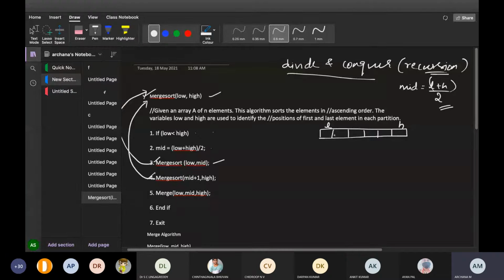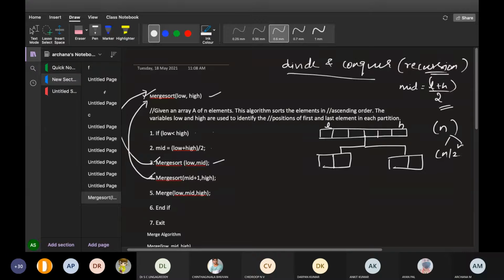Now what happens? We find the middle element and divide the array into two parts. For example, if this is n, it is divided into n by 2 and n by 2. Now again we apply the middle concept, mid equals low plus high divided by 2. Again we do this, split it into two halves, and again split it. Finally I'll get a single element.